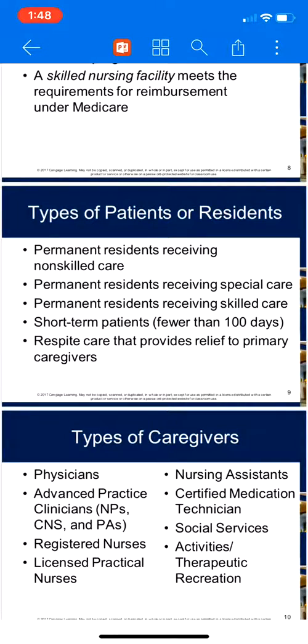In some long-term care facilities, the distinct unit in which these patients are found is categorized as a subacute care unit, where patients are provided with a higher level of care than that associated with traditional skilled nursing setting. And then our last type of patient or resident is respite.